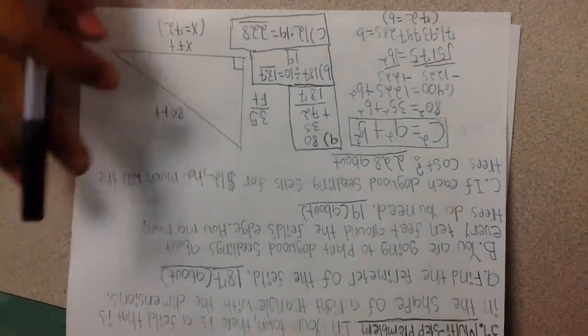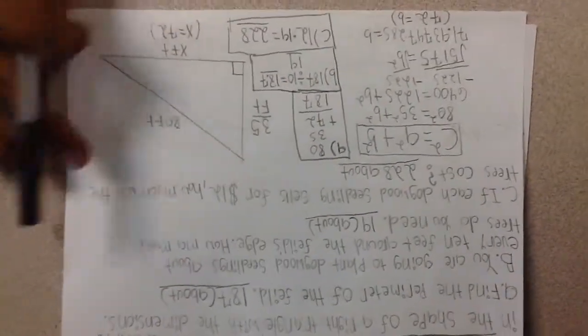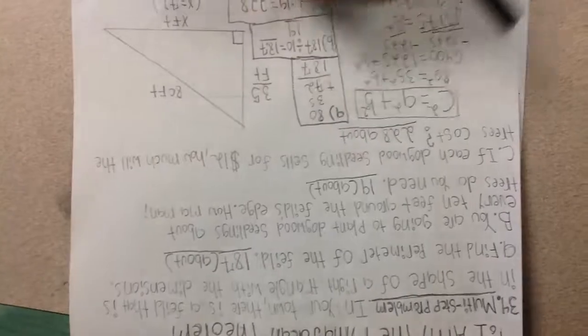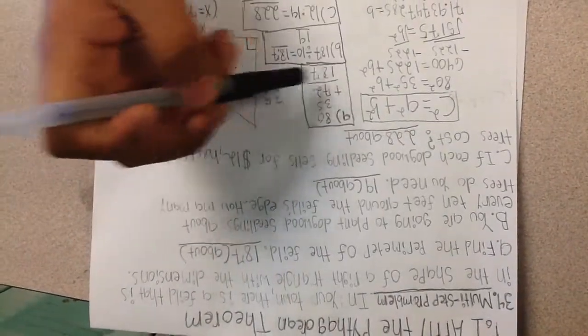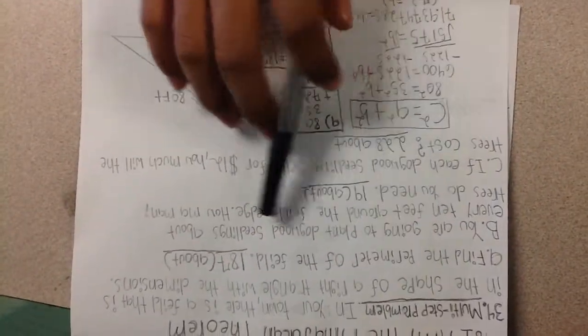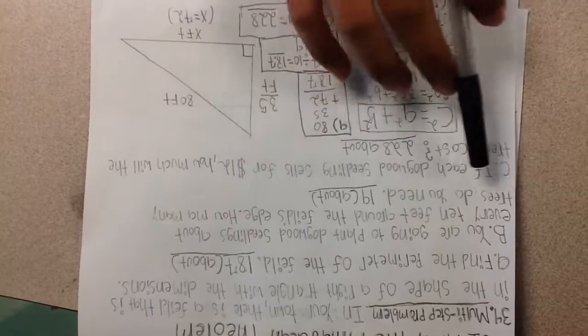Knowing that, we could plug that in for the missing leg. Now we find the rest of the problem. So find the perimeter of the field. You just add it all up to get 187. And part B, you are going to plant dogwood seedlings about every 10 feet around the edge. How many trees do you need?